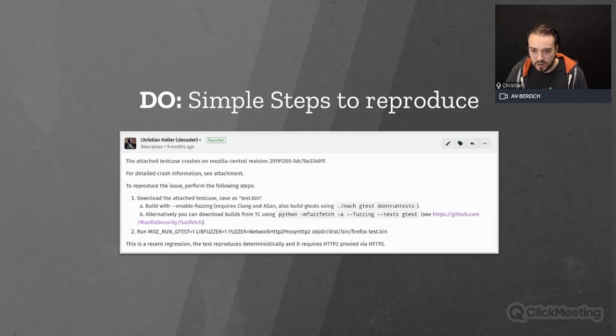If developers need to spend a lot of time or they need to do a lot of digging in documentation to reproduce your issues, that's also not going to help your relationship, and they will not be looking forward to fixing fuzz bugs.